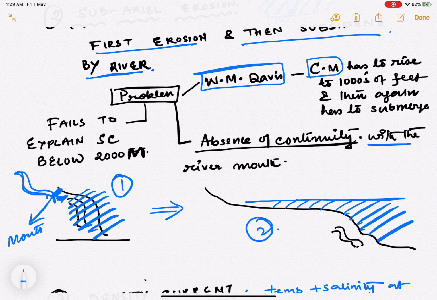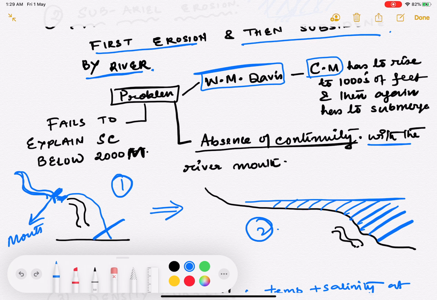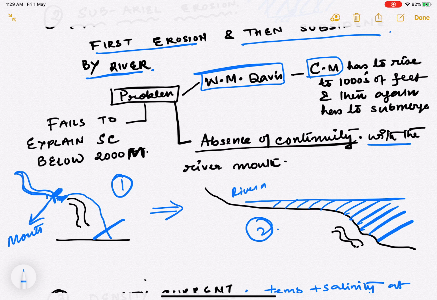Suppose the river starts eroding over here. Obviously, the continental shelf that would be formed would have continuity with the river itself. But in certain cases, such continuity is not maintained. If the river mouth is over here, then we find the submarine canyon occurring at a very great distance. Hence this is not being explained by this theory.